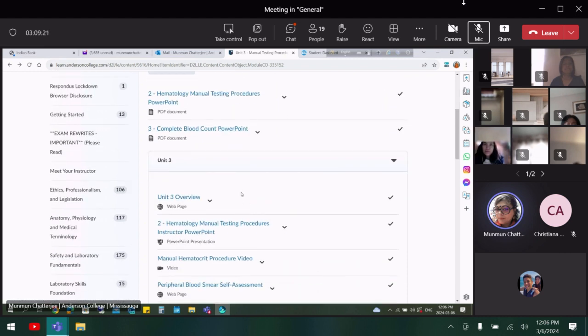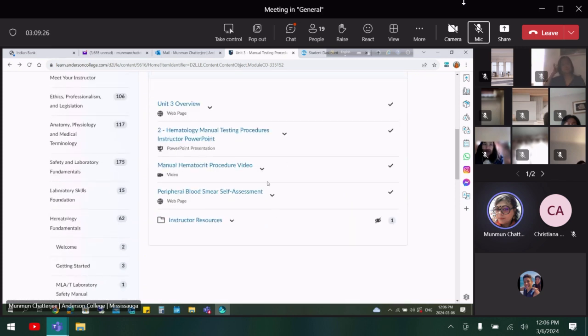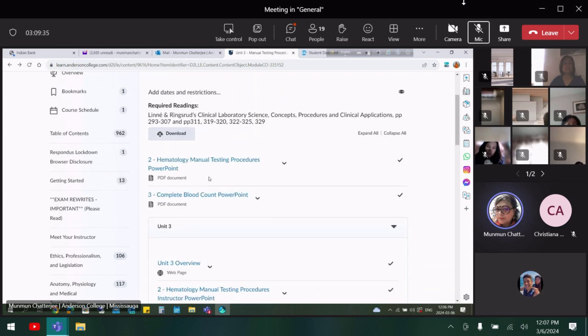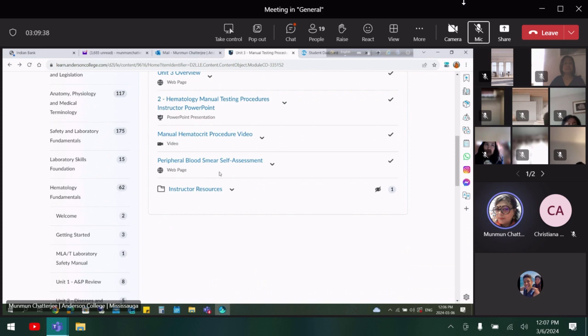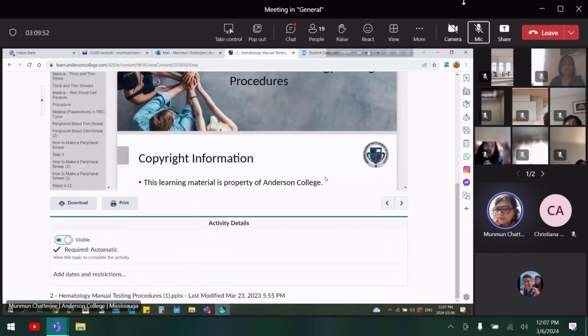Complete blood count. We see this one over here. Testing procedures. Peripheral blood smear, manual hematocrit also within. But where does the automated cell counter go? Hematology. Then manual hematocrit, hemoglobin. Okay, so this is hemoglobin.